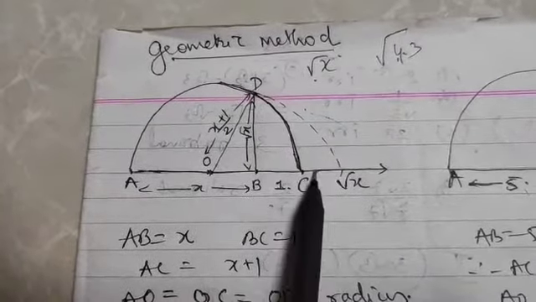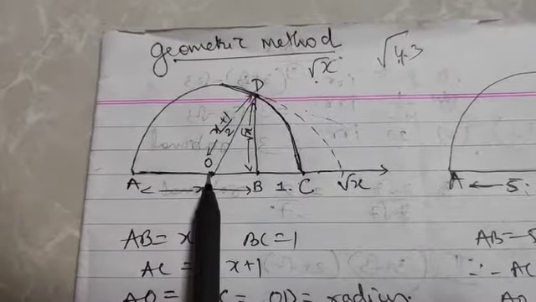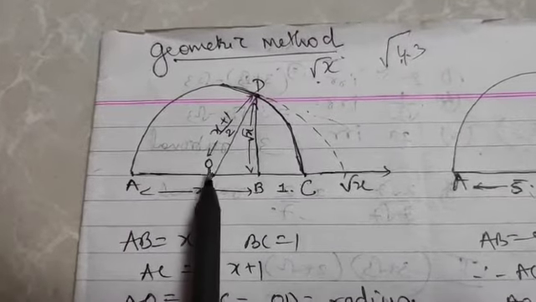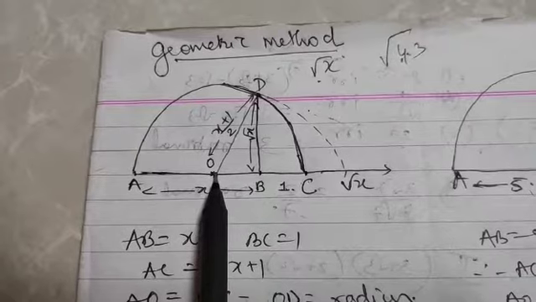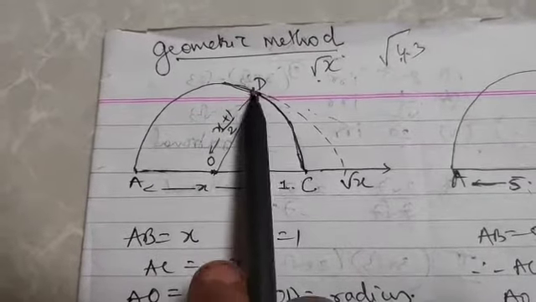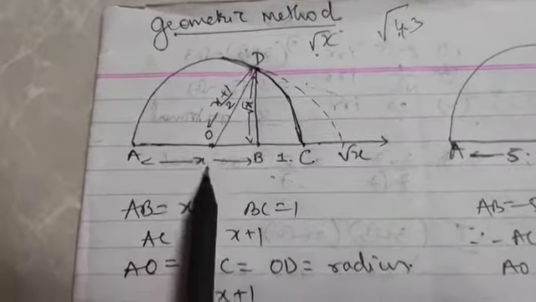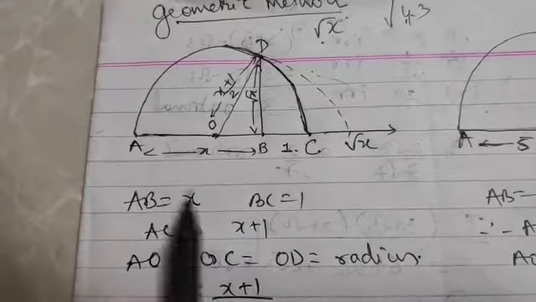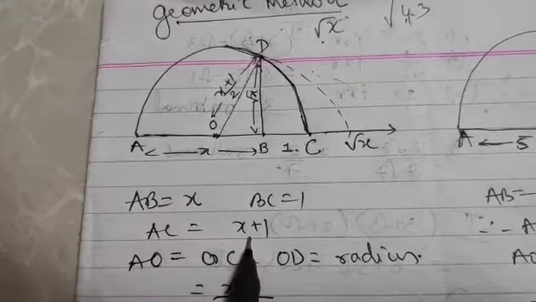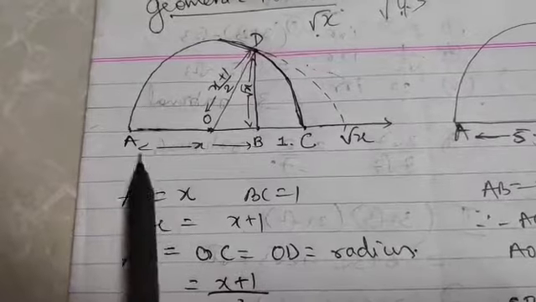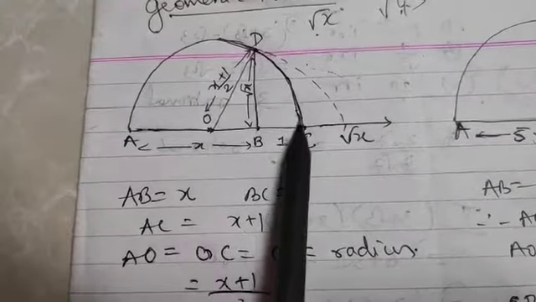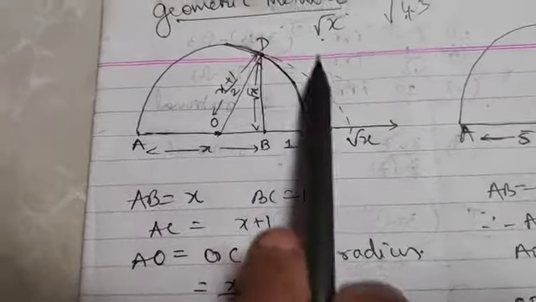Now find the midpoint of AC, that will be O. And once you get the O value, now you have to find out what is OD. How will you find it out? So look up over here. AB is x, BC is 1, so AC is x plus 1. This is very clear to you. So AO, OD and OC will be the radii of this particular semicircle.